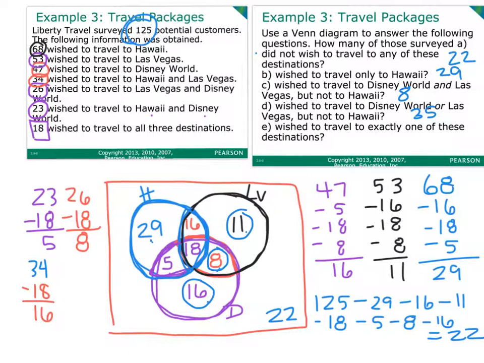How many people wish to travel to exactly one of these destinations? Well, that's going to be the 29 that wanted Hawaii only, the 11 that wanted Vegas only, and the 16 that wanted Disney only. So that would be 56 people. Okay, so as you can see, when you start getting to the triple circles, they get a little more in depth, but you can do it. All right, let me know if you have questions.